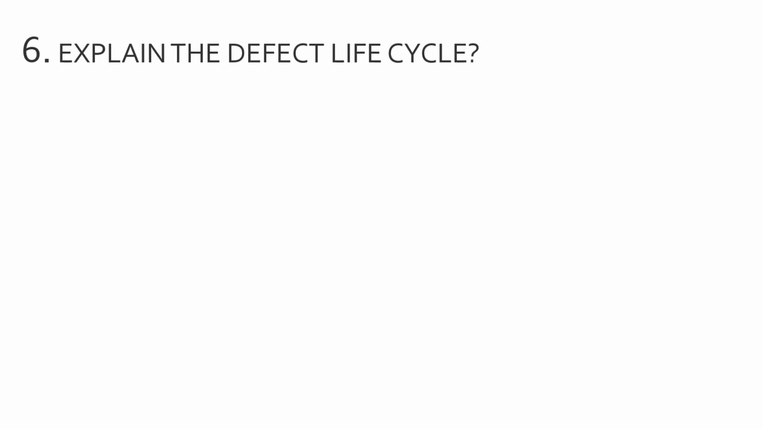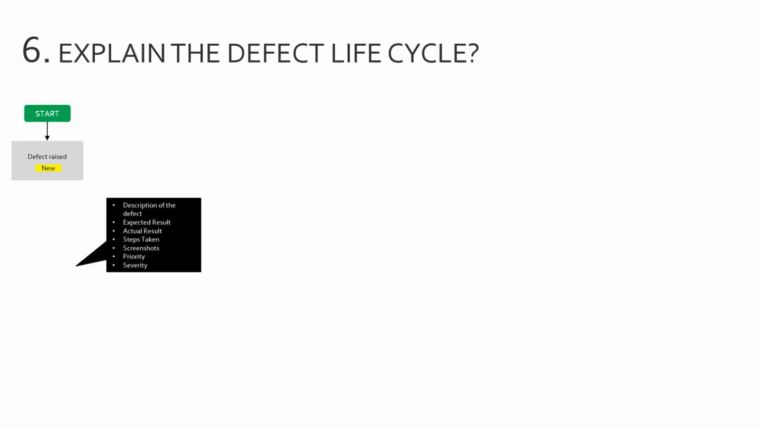Question number 6, explain the defect life cycle. So this is one of the most commonly asked questions in the interviews on testing. So let's look at it. It all starts with a defect being raised by the testing team. It can be SIT or it can be UAT, the business user. The life cycle remains the same. So the defect is raised. I've indicated the status of the defect by the highlighted yellow box. The status of the defect will be new.